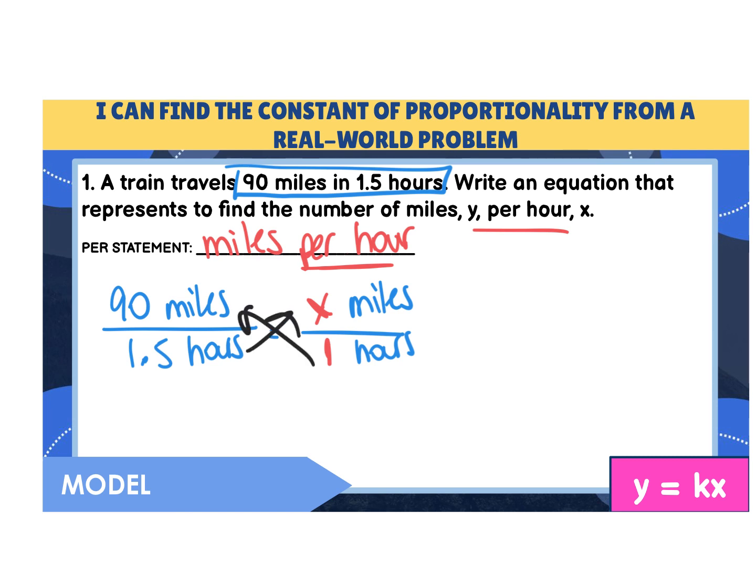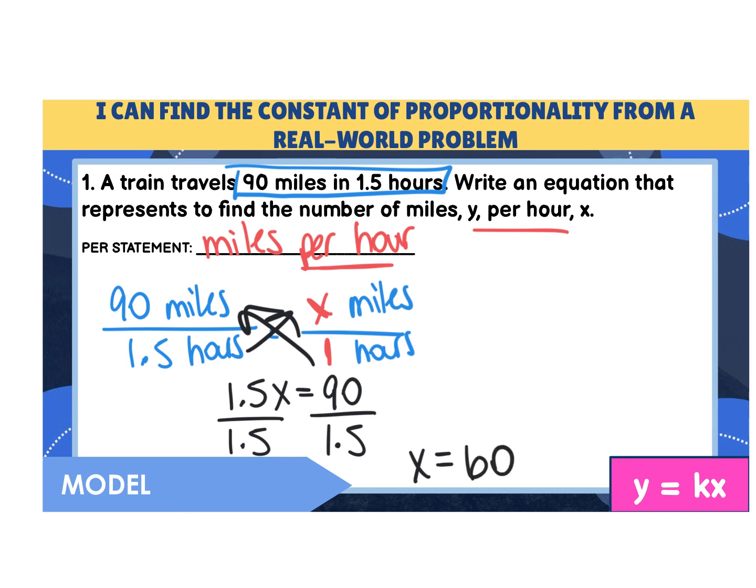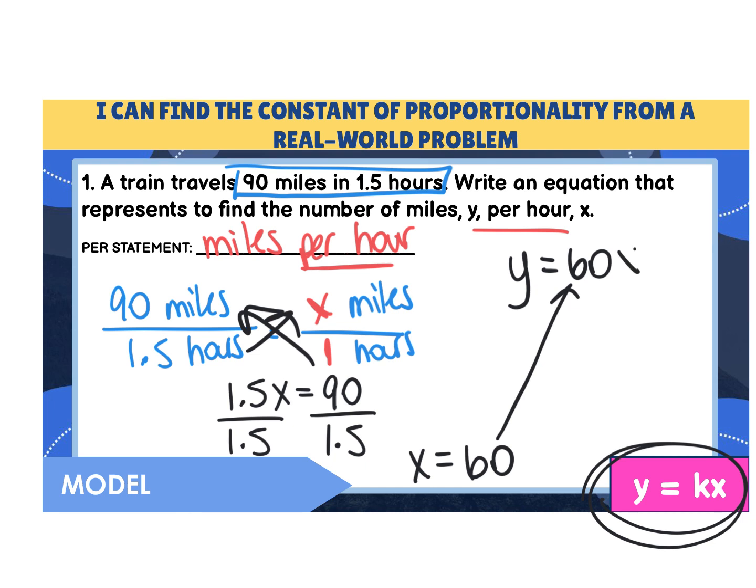We can cross multiply. Well, 1.5 times x is 1.5x, and 90 times 1 is 90. We know we divide both sides by the coefficient, that number in front of x. And so we're going to say x equals 90 divided by 1.5. Remember, top number divided by bottom number, which is 60. Now, we're going to use this formula to write an equation. So y, our miles, equals, instead of the k, we're going to put in our 60x. And that would be our proportional equation.